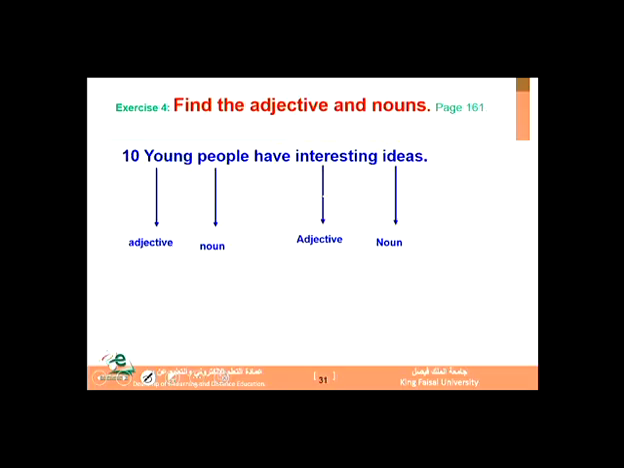Example number 10, young people have interesting ideas. So similarly here we have a noun phrase consisting of adjective and noun, and also here we have young people. Young is the adjective while people is the noun.